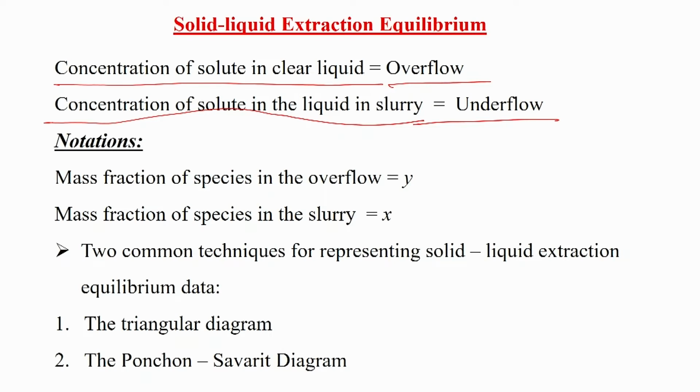So, when we say that this solid-liquid extraction system has reached its equilibrium, it means that the concentration of the solute in the overflow and the concentration of the solute in the underflow become the same. We will be using some notations like this: the mass fraction of the species in the overflow will be y. Here also we have the A, B, C concept, which we will discuss just now, and the mass fraction of the species in the slurry will be denoted as x.